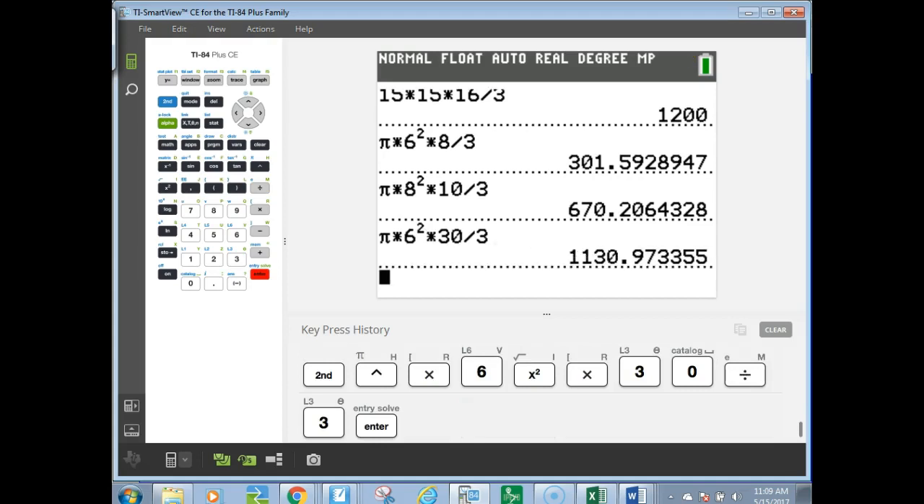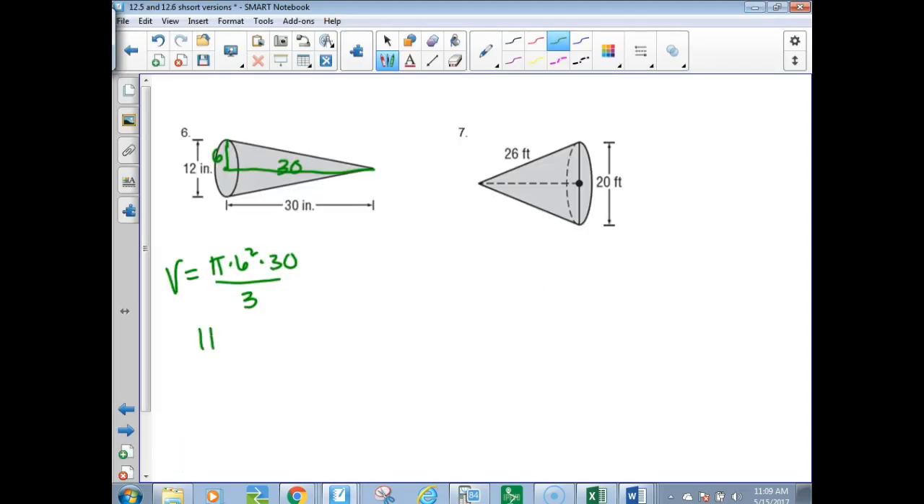So what would we round that to if we had to go to the nearest 10th? That's going to go up to 0, and this is going to go up to 1, so it would be 1131.0 cubic inches.